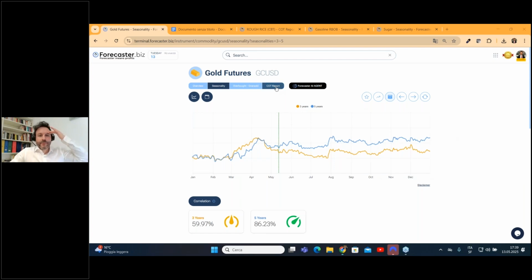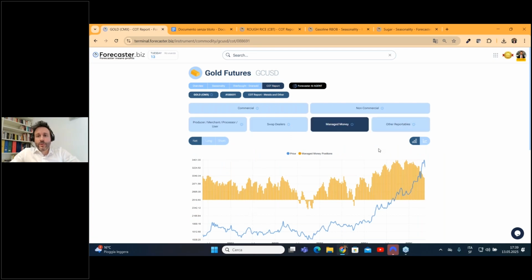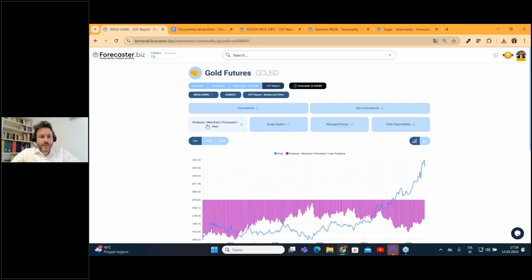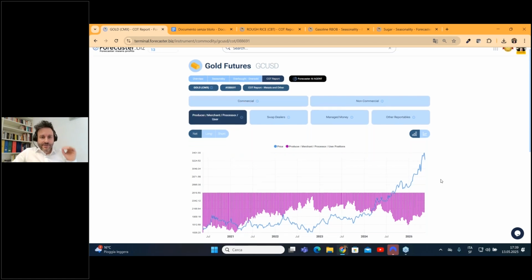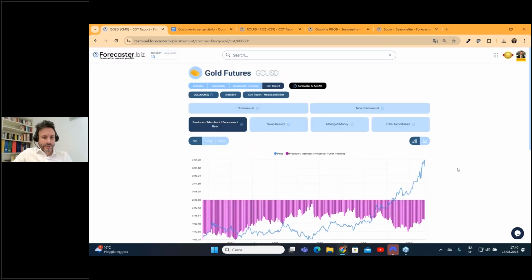Perfect. So, as I told you, the COT report is very interesting because we have this category: producer, merchant, and processor. This is a very interesting one regarding the commodities, because these are the guys who are really producing the commodity we are talking about. These are the guys that take the gold out of the ground, so they know everything about the gold. They know exactly how much it costs them to extract this commodity from the ground. They know exactly how many orders they have. They know everything about the commodity.